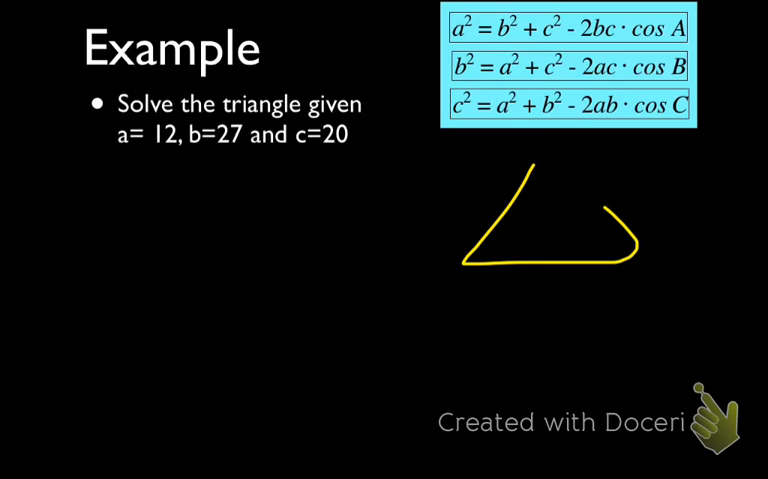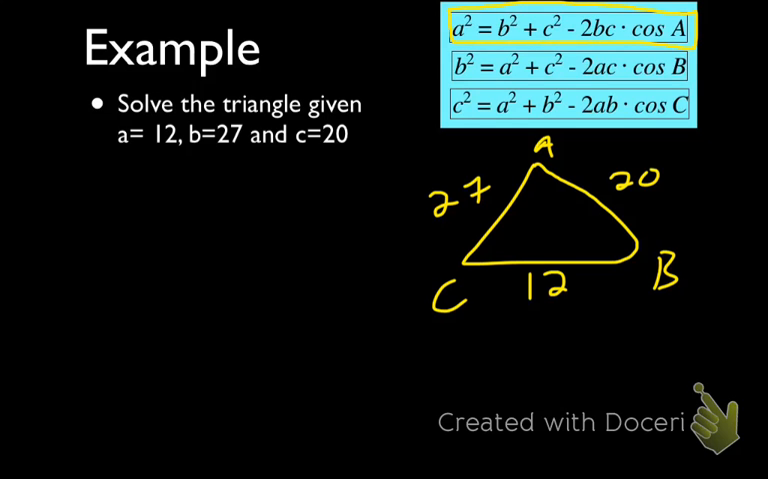Let's draw a triangle and label here. So this is A, B, C. Then I know little a is 12, b is 27, and c is 20. Which angle do you want to solve for first? A. Yeah, it doesn't matter which angle we solve for, but we got to be careful when we plug stuff in. So I'm going to solve for A first. That's fine. Plug in everything.